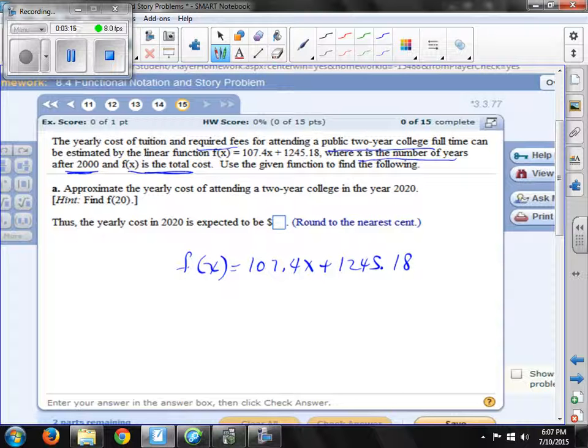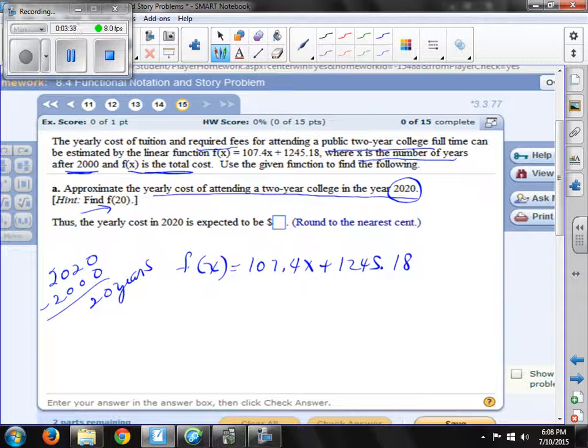Use the given function to find the following. We want to approximate the yearly cost of attending a two-year college in the year 2020. So the year 2020 is how many years from the year 2000? Well, let's subtract and figure that out. It's 20 years from the year 2000. And they even gave you a hint. You're going to be finding f of 20.